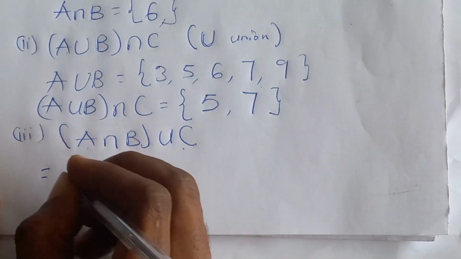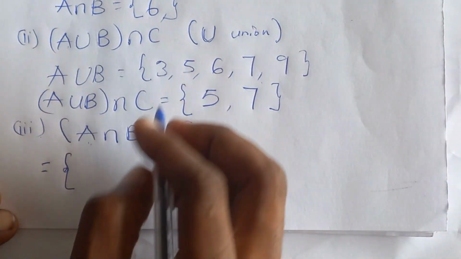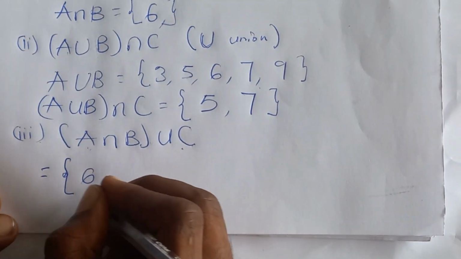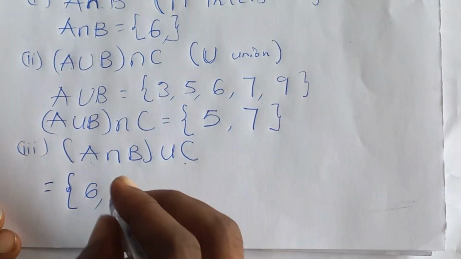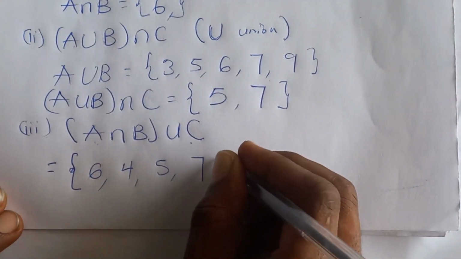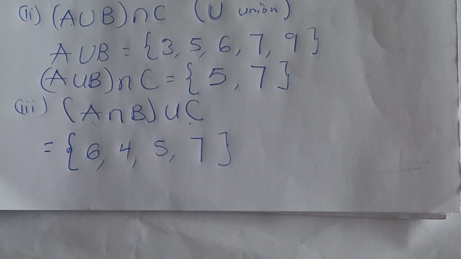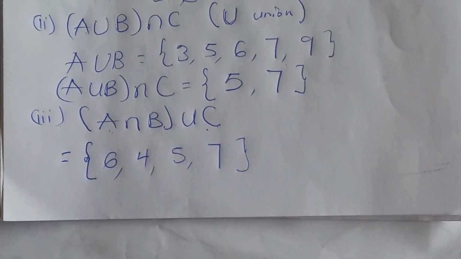So in this case, A intersection B is 6, so we can get 6. Then we list the elements in C: 4, 5, and 7. So this is the solution for this question. And it's grade 8.